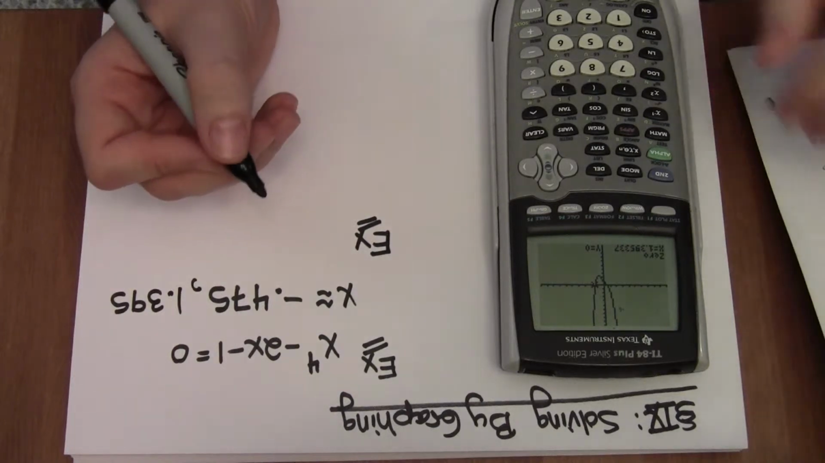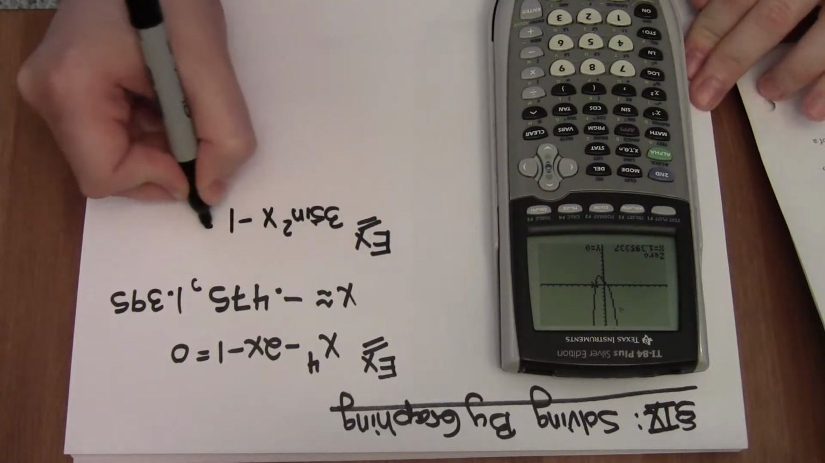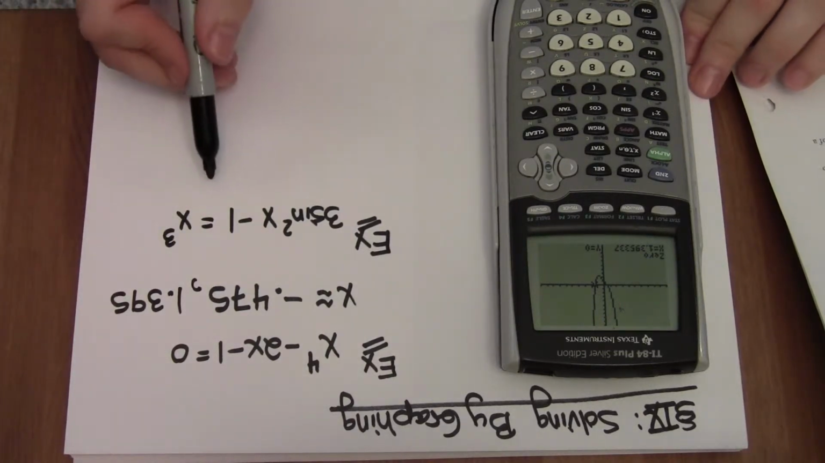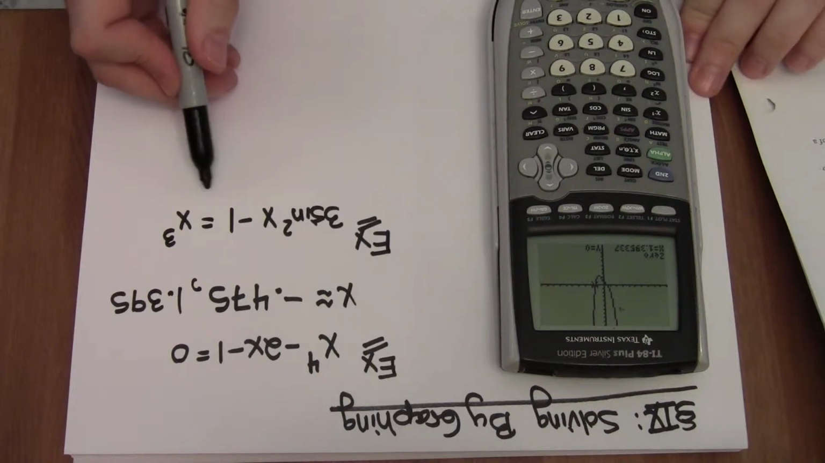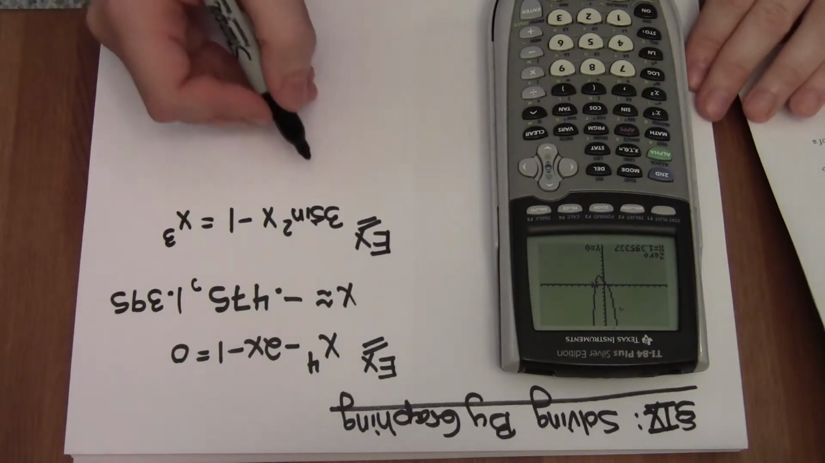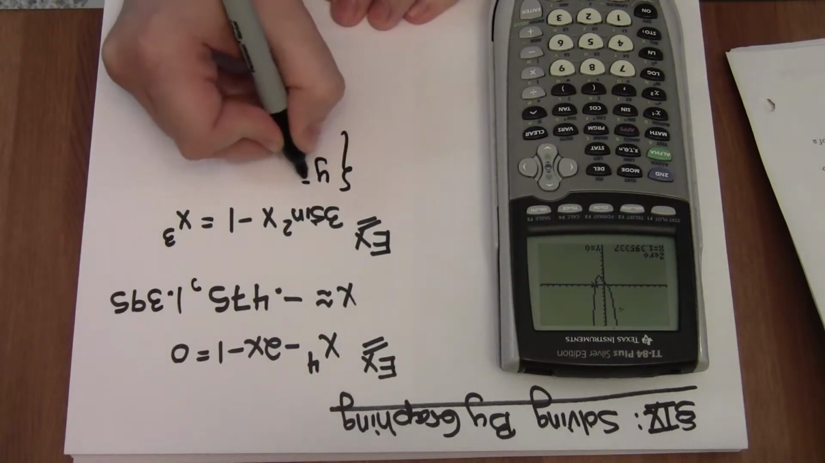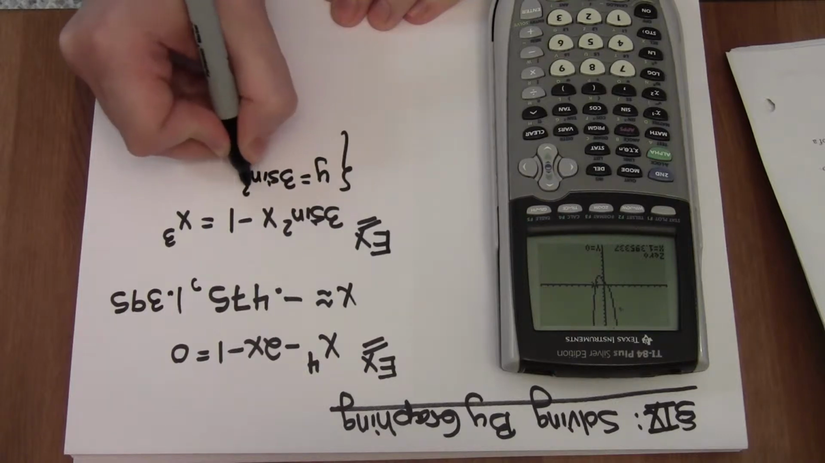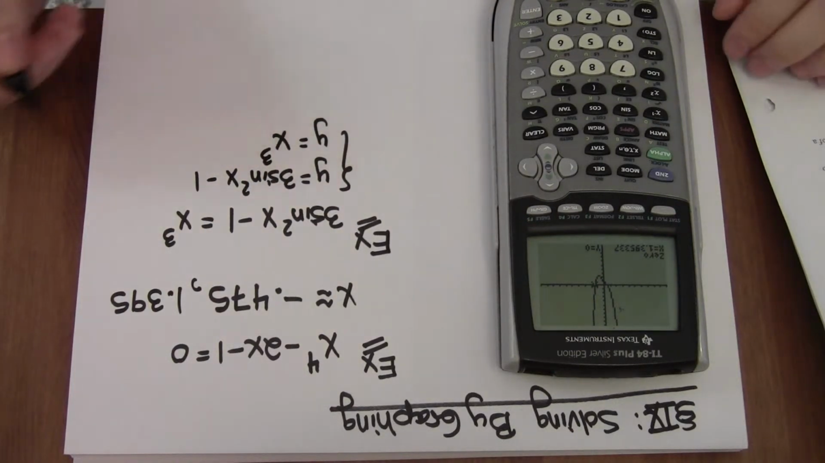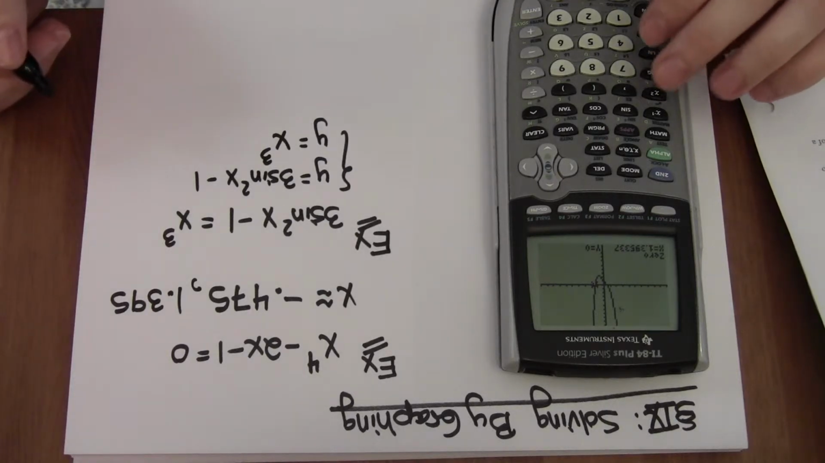One more. Let's take a look at 3 sine squared x minus 1 equals x to the third. There are 2 ways we can do this. First, we could make this equal 0 by subtracting x to the third from both sides and then doing the same thing we just did. But another way we could do this is by using a system of equations. We can graph y equals 3 sine squared x minus 1 and y equals x to the third and find the x-coordinates of the points where they intersect. That's what I'm going to do here.